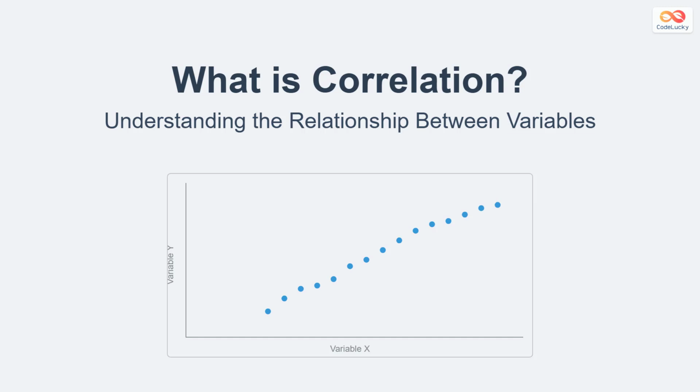Hello and welcome. Today, we're going to explore one of the most fundamental concepts in statistics, correlation. In simple terms, correlation helps us understand if there is a relationship between two different things or variables. For example, is there a relationship between the hours you study and the exam score you get? Correlation gives us a way to measure that.